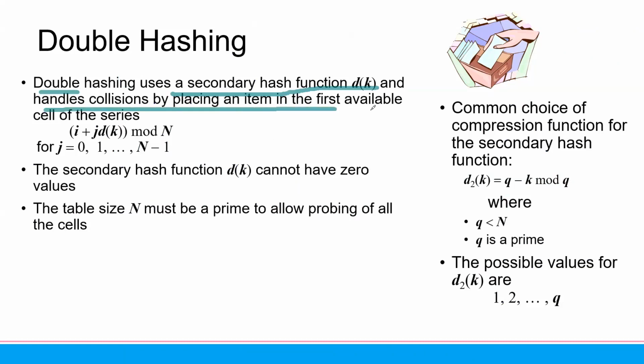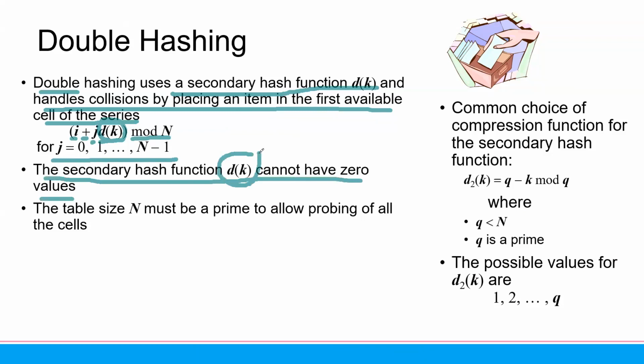Handle collision by placing an item in the first available cell of the series (i + j·d(k)) mod n. d(k) is the secondary hash function. j will be from 0 until n minus 1. The secondary hash function cannot have 0 values, so the result of d(k) cannot be 0. And the table size n must be a prime to allow probing of all the cells.